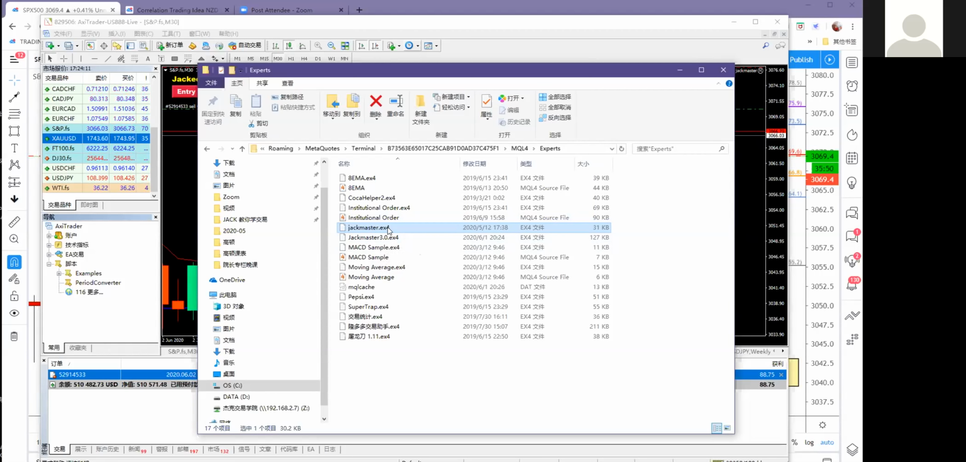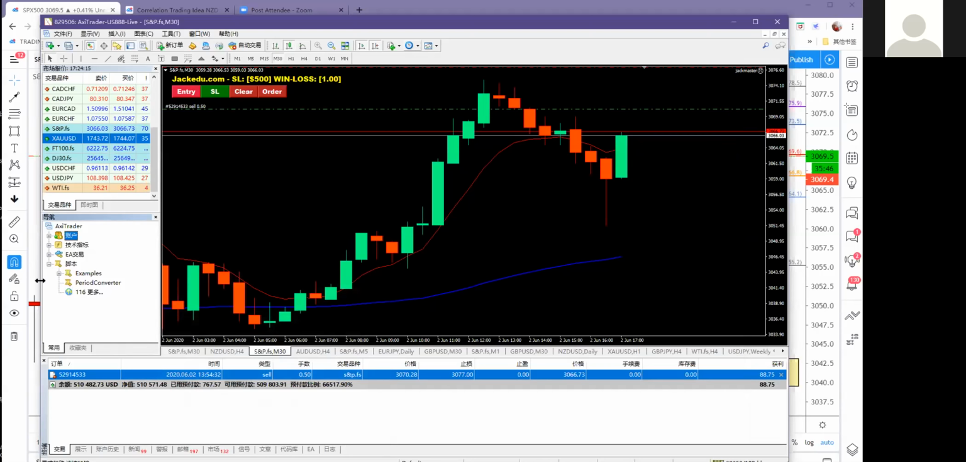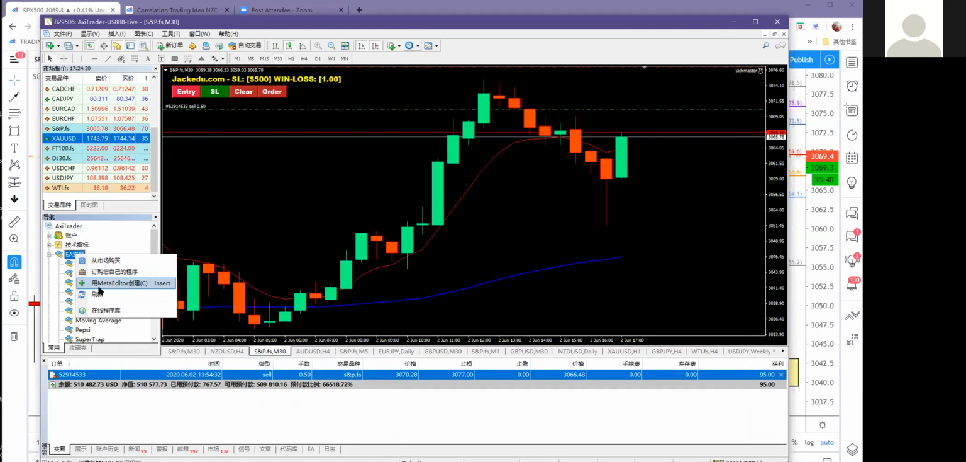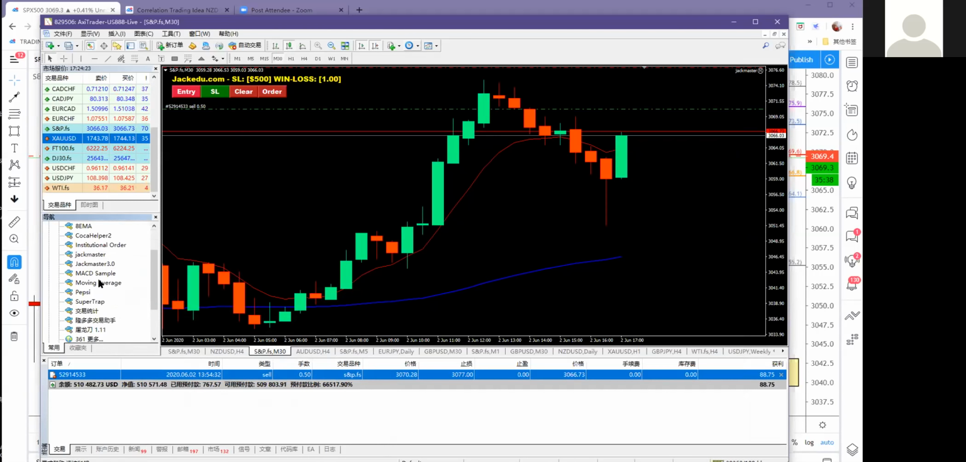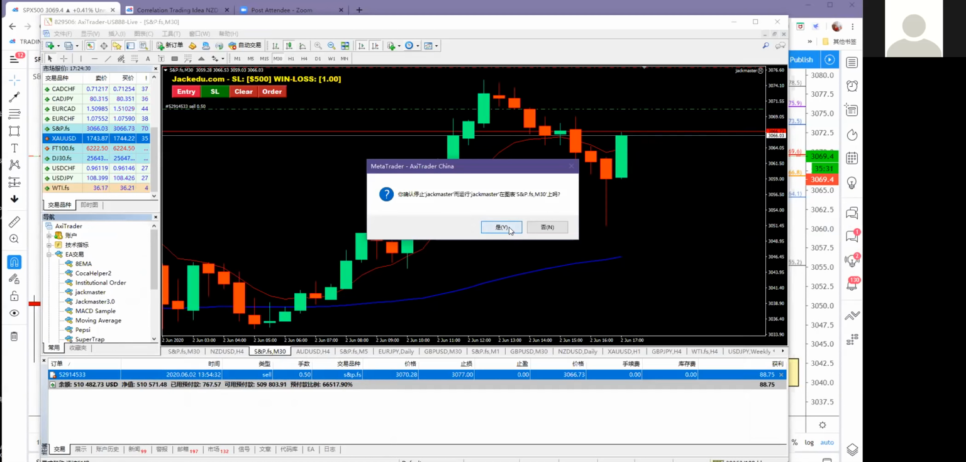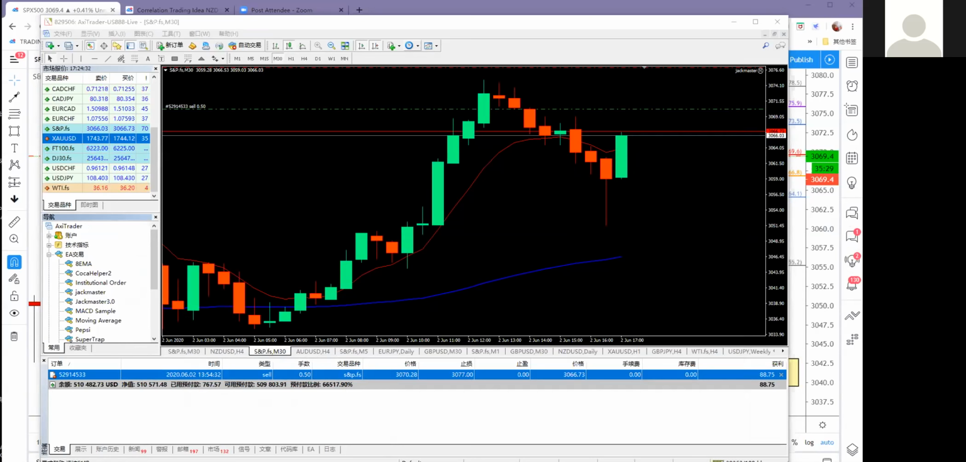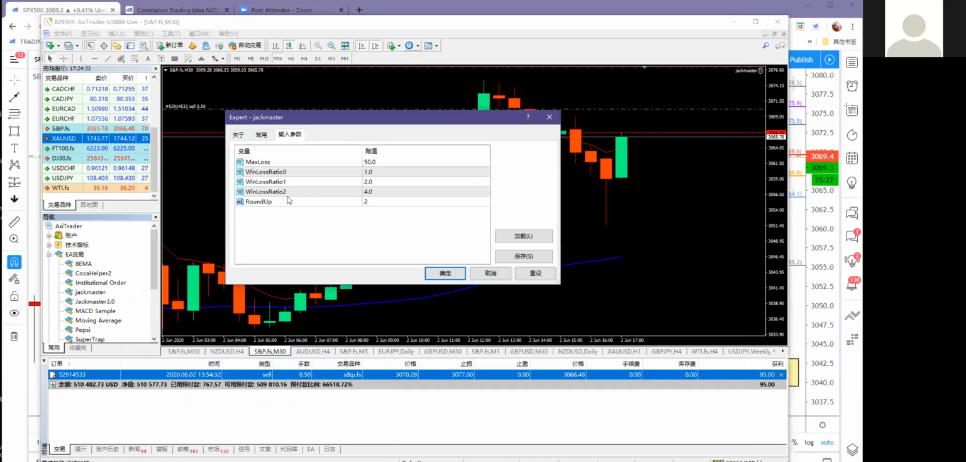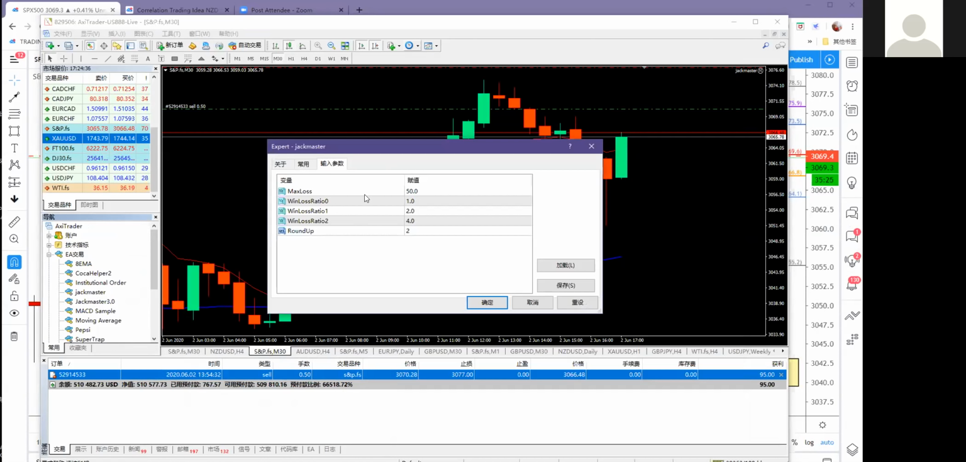So Jackmaster.ex4 has to be inside this folder. And then you go to your Experts, below Indicators, and right click, refresh, and you will see this Jack Master here. You double click or drag it to the chart window here, and you will see the parameter settings box here, and you choose the max loss.